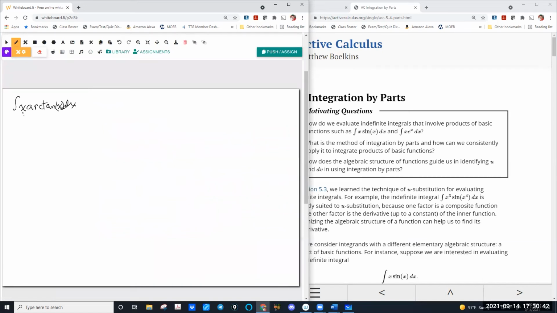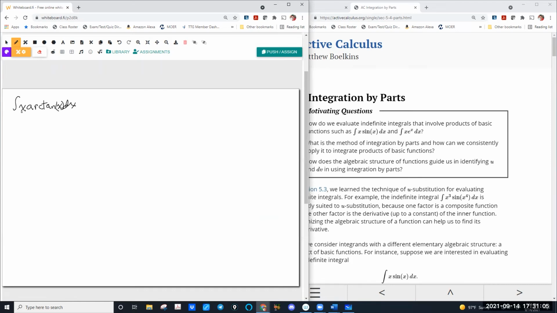Sorry for my messy handwriting. This is x times the arctan of x dx. All right, so we've talked about the choices of u and dv. We like them to get easier whenever possible. So a lot of times we pick x for u because we know that the derivative of it is 1 and it gets rid of the x.